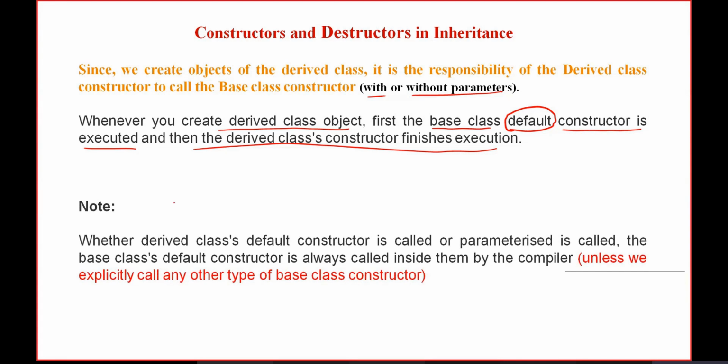The same note is given whether the derived class default constructor is called. Understand this: whether the derived class's default constructor is called or the parameterized constructor is called, the base class's default constructor is always called inside the derived class constructor by the compiler. Base class default constructor is called, unless we explicitly call any other type of base class constructor. So we have discussed this point, a very important point to note.